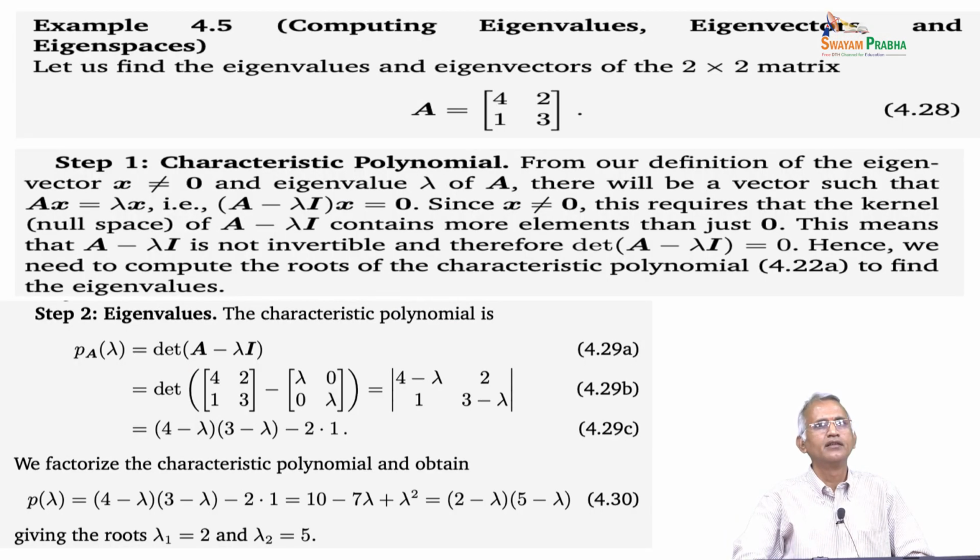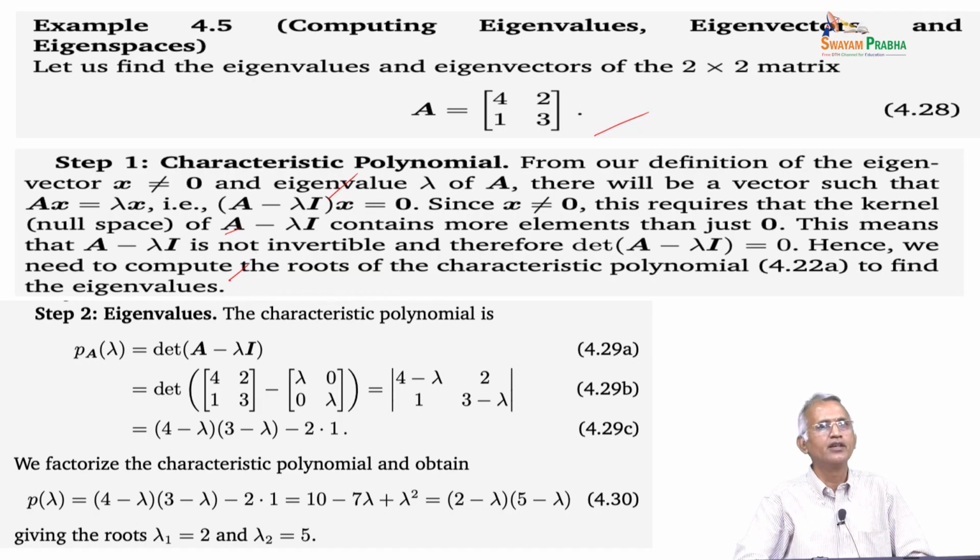Now, we have an example computing eigenvalues, eigenvectors and eigenspaces of the following matrix. Let us find the eigenvalues and eigenvectors of the 2 cross 2 matrix A equal to [4, 2; 1, 3]. Step 1. What you have to do is write (A minus lambda I) x equal to 0. Here, the null space of A minus lambda I contains more elements than just 0. This means A minus lambda I is not invertible. Therefore, determinant of (A minus lambda I) equal to 0. Hence, we need to compute the roots of the characteristic polynomial to find the eigenvalues. This is step 2, eigenvalues.